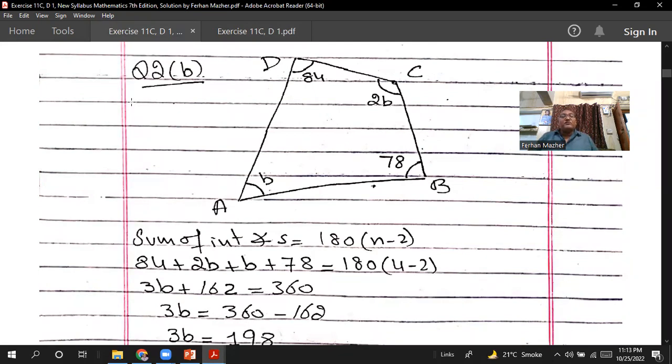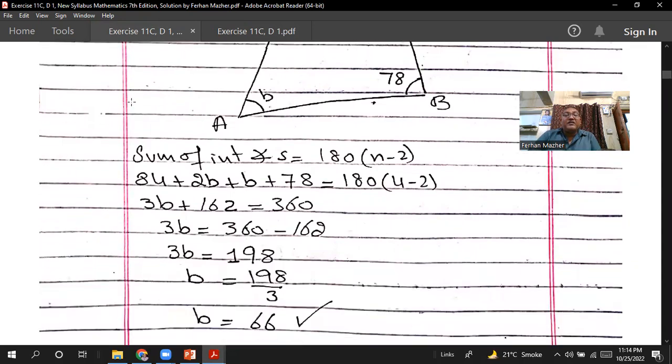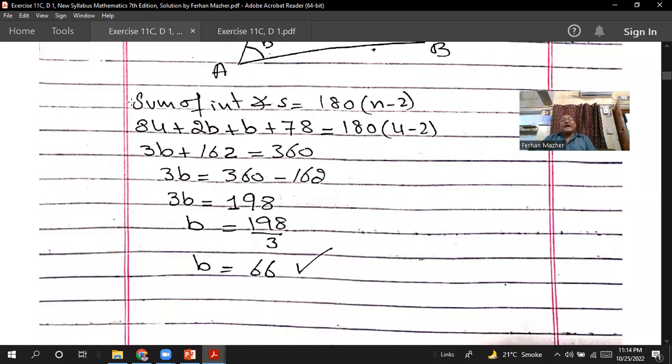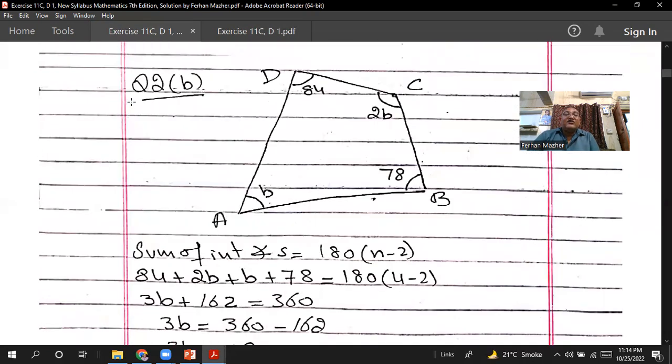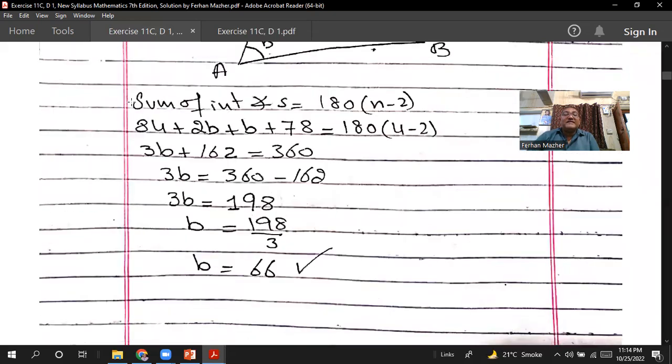So 84 + 2b + b + 78 = 360. If you add 84 and 78, that will be 162. So 2b + b will be 3b. So 3b + 162 = 360. So 3b = 360 - 162, and 3b = 198, and b = 198 divided by 3. So the angle B will be 66. So how much is this angle B? 66.